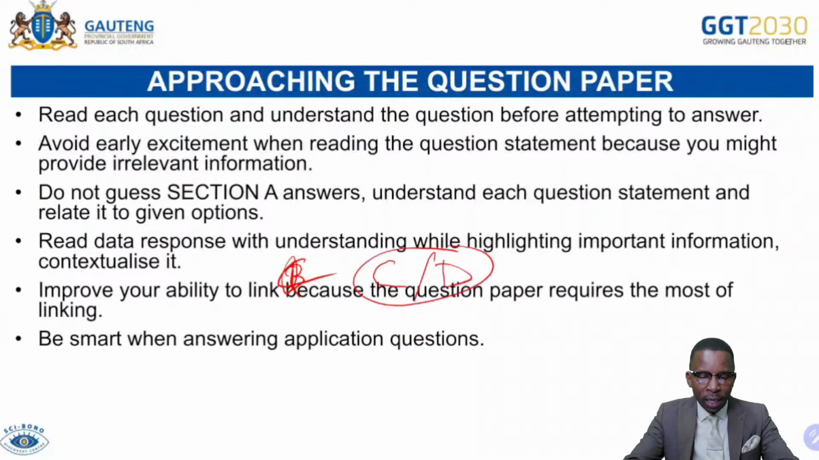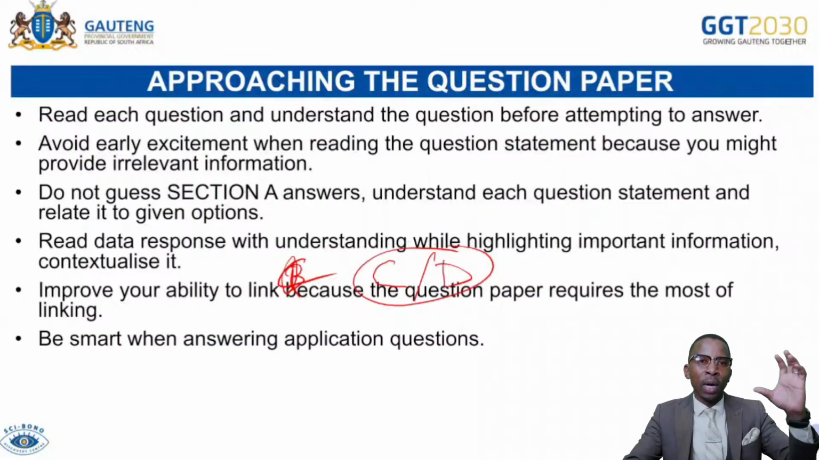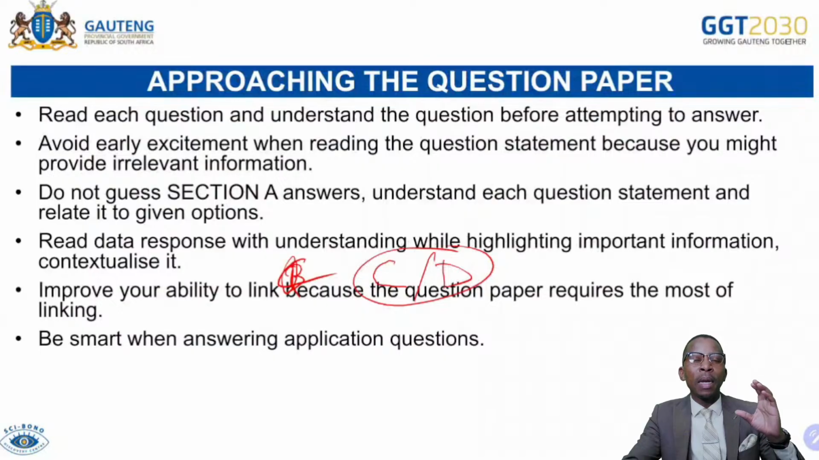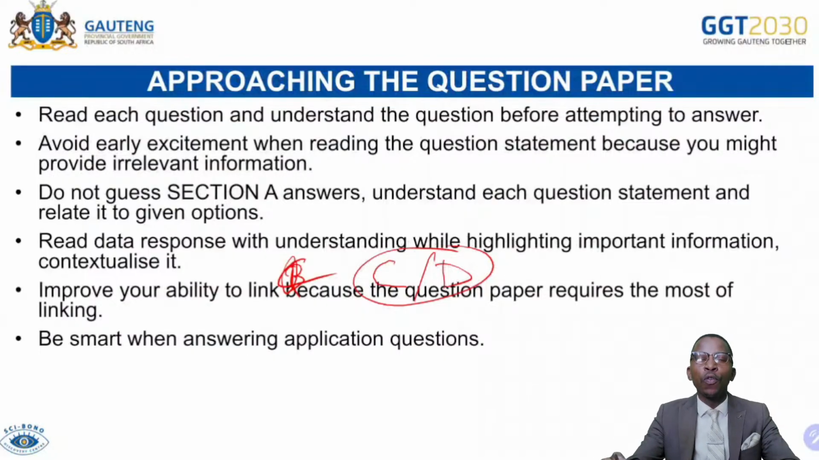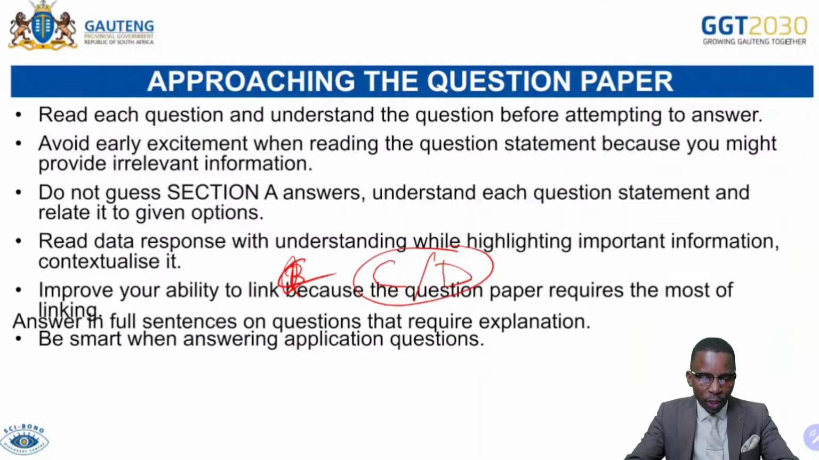Be smart when answering application questions. When you answer application questions, like evaluation of some sort, it is very important that you note, if you evaluate something, you look at the good side and the bad side. Ensure that as you provide answers, you balance your answers. If you have the unsuccessful part maybe of 3 answers, you must also look for a successful part also. Don't just give one-sided answers. Ensure that you balance your answering so that you can obtain maximum marks as you go for your question paper.